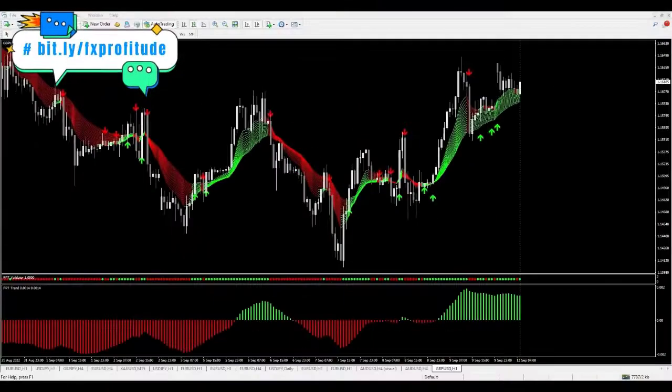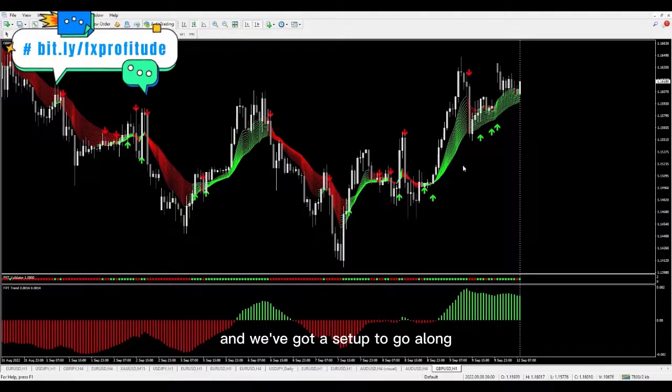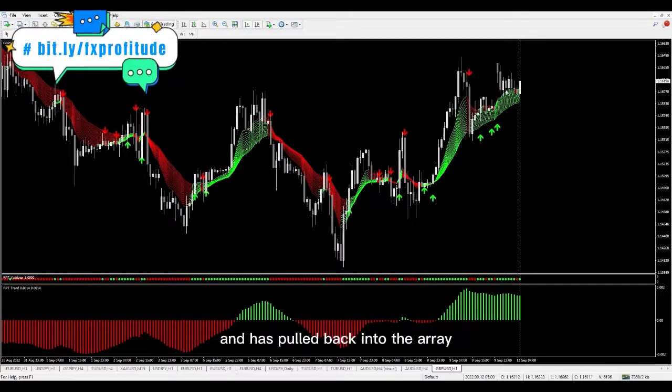Hey there, we're looking at the pound US dollar. This is the 1 hour chart, and we've got a setup to go long. We're looking at the Profitude array moving up and green. The price started above the array and has pulled back into the array, turning some of the array lines red.